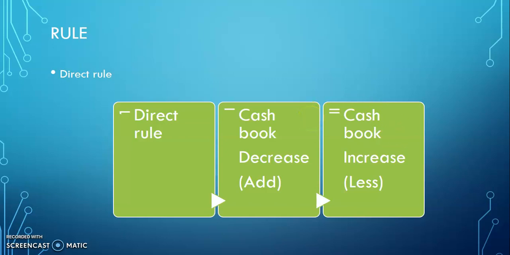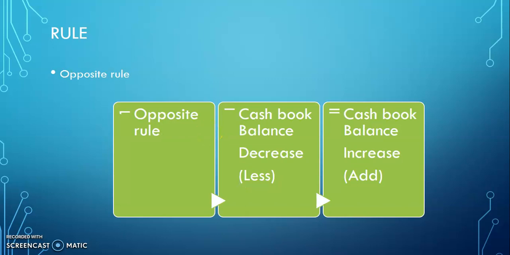And then the second one is the opposite or indirect rule. Here, at the time of decreasing the cash book balance we can add, but in the opposite rule, if there is any decrease in cash book we have to deduct, and if there is any increase in cash book balance we can add. It is called opposite rule.